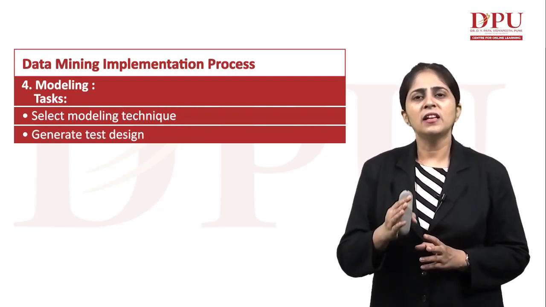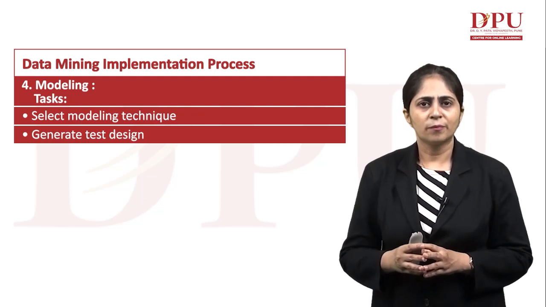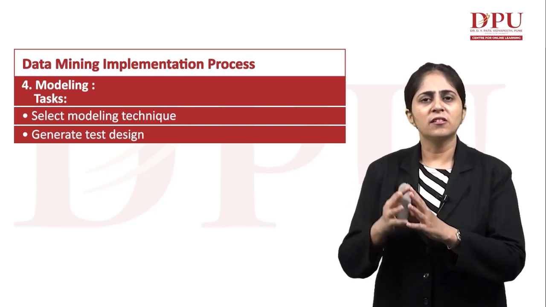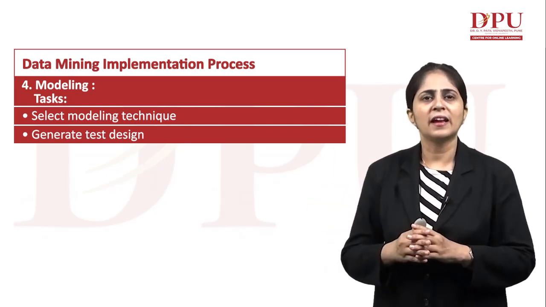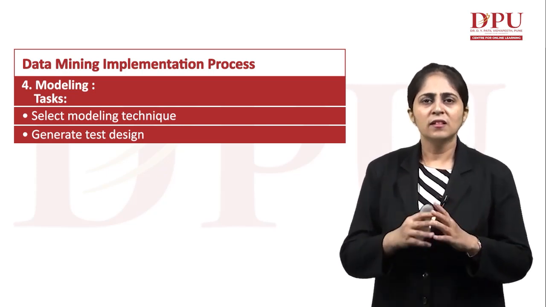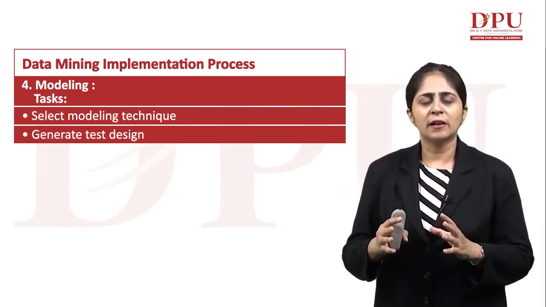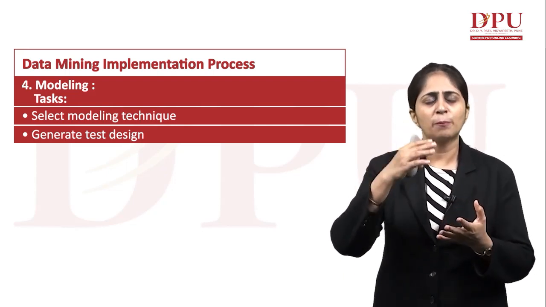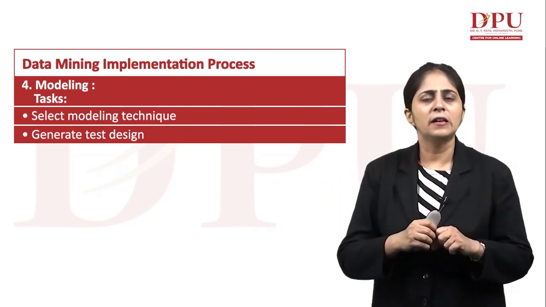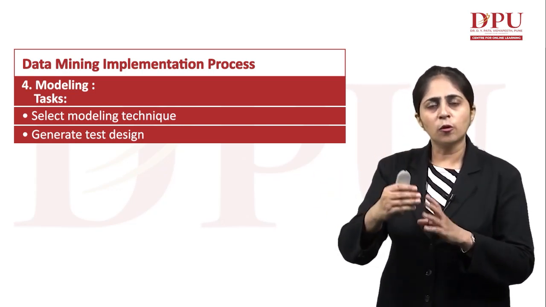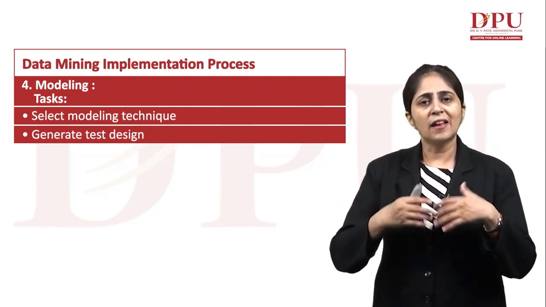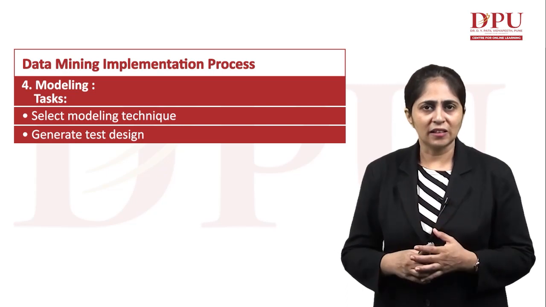Next would be generating a test design. Once modeling is done, we need to generate the test design. We need to make proper test designing of that model. Once the design has been created, that means we have analyzed that if we apply this particular model, what all process should be involved, what should be the input, what should be the output. The whole designing has to be done. It has to be generated. So this is the second step.